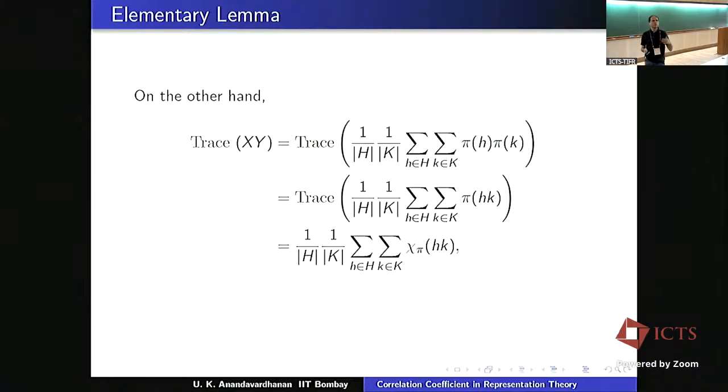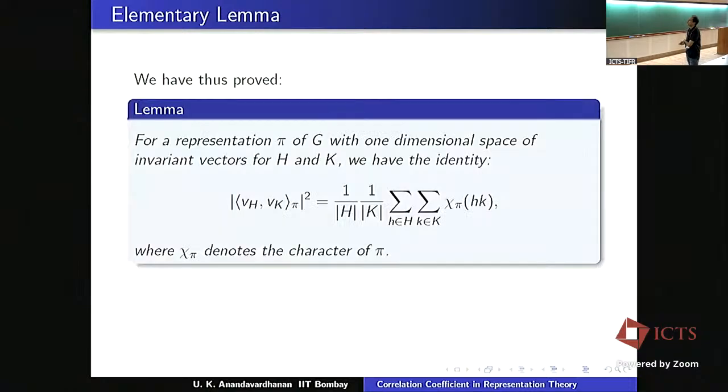So in terms of the character table, we have an identity for the correlation coefficient without really doing much work other than very basic linear algebra. We have just proved that for an irreducible representation of G with a one-dimensional space of invariant vectors for H and K, the correlation coefficient is this double sum of characters.